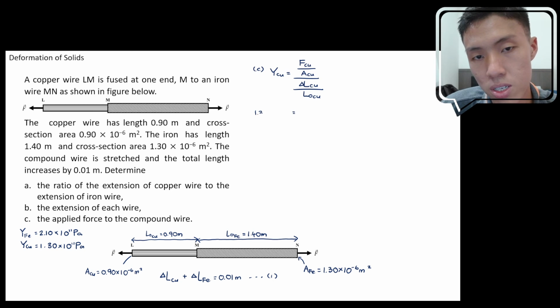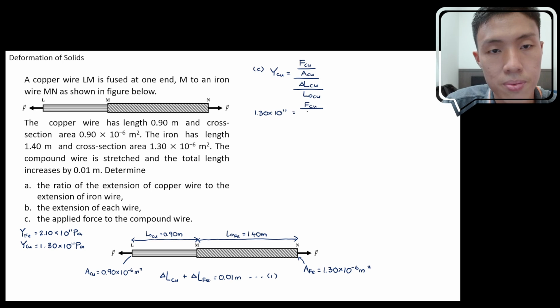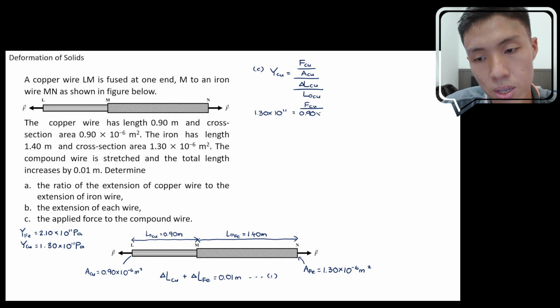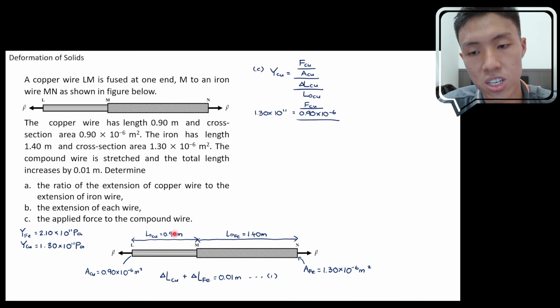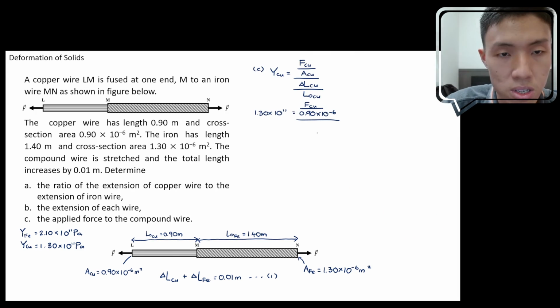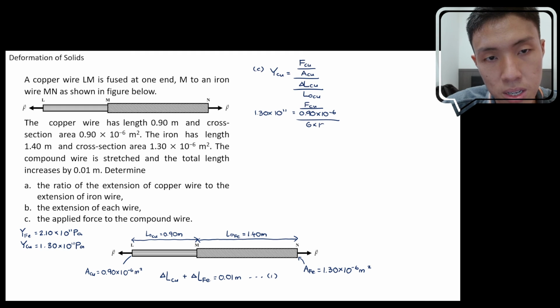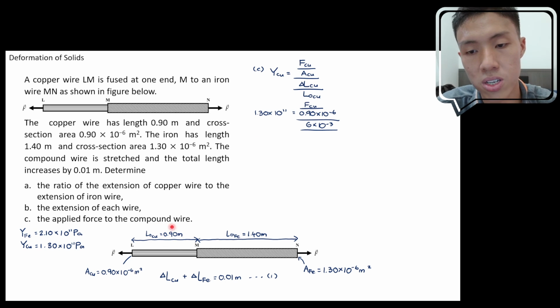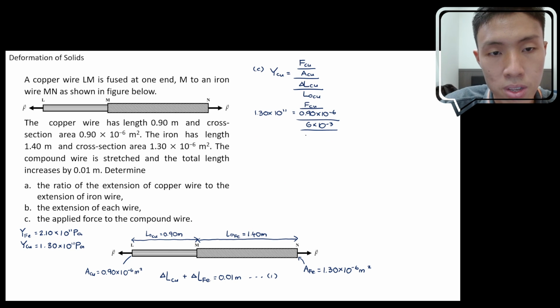So 1.30 times 10 to the power of 11. Then your force experienced is what you want to determine. Cross-sectional area, come back to the copper wire, find the cross-sectional area. 0.90 times 10 to the power negative 6. Change in length of the copper wire. How much change in length do you have? You determine it from the previous question. Change in length of copper is 6 millimeter. So this will be 6 times 10 to the power negative 3 divided by, lastly, the original length of copper. The original length of copper is 0.90 meter.